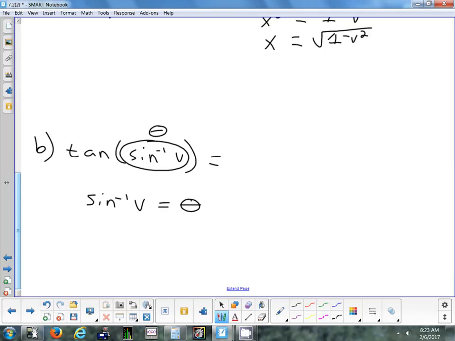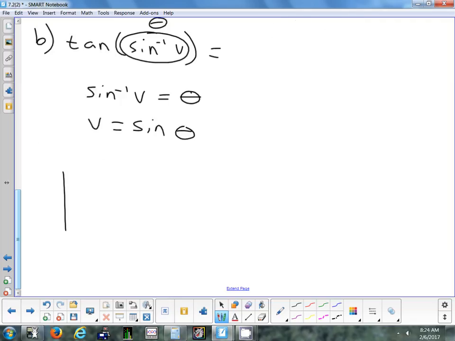And now what do I want to do with that equation? Take the sine of both sides. So that's going to get v by itself. And what's that mean? V equals sine theta. Okay, so now we've just rewritten this as regular trig instead of inverse. Okay, now what? Okay, we're going to draw a picture.